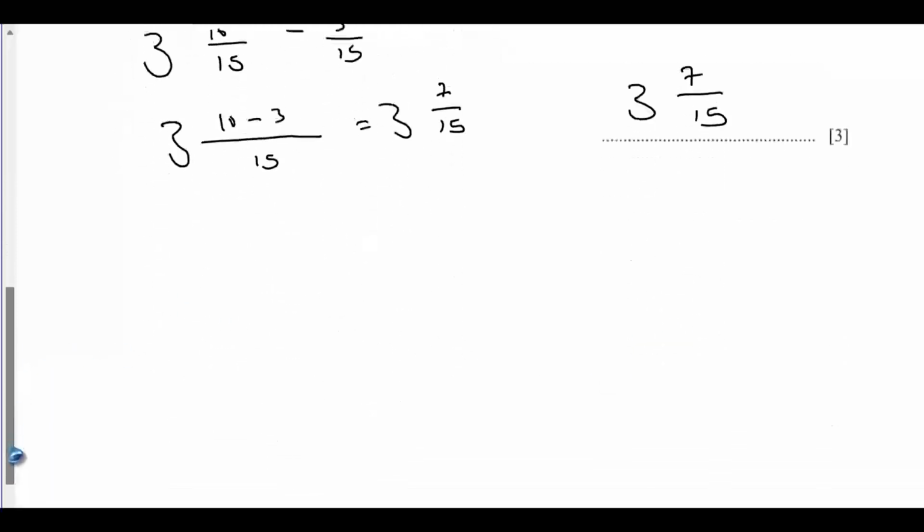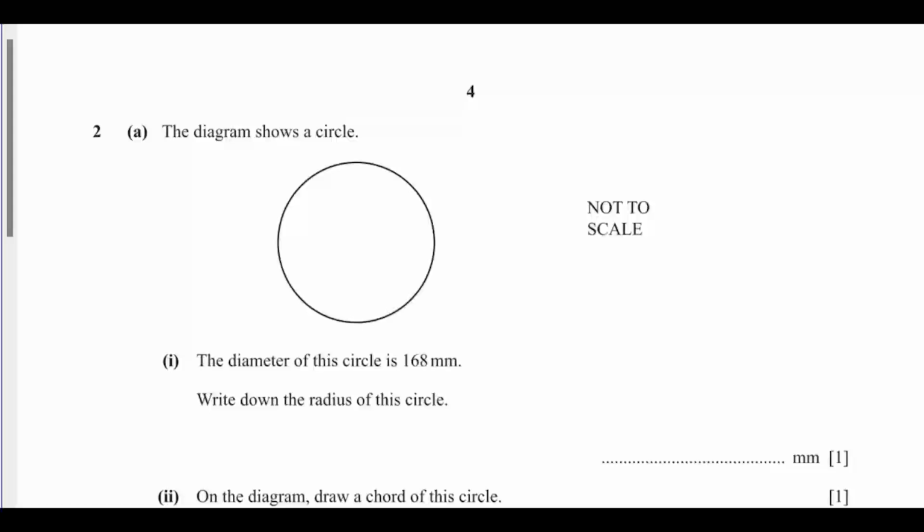So let's go to the next question. So that will be question 2. The diagram shows a circle. The diameter of this circle is 168 millimeters. So we can just draw a line here to indicate the diameter. So if the diameter is 168 millimeters, write down the radius of the circle.